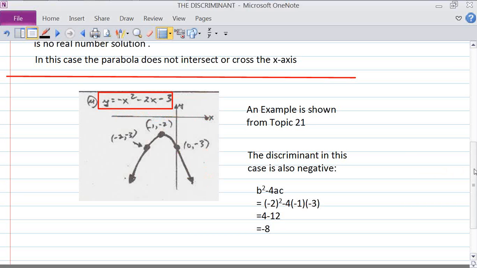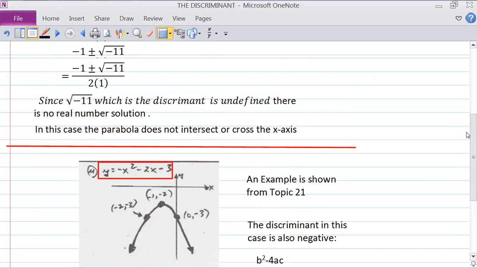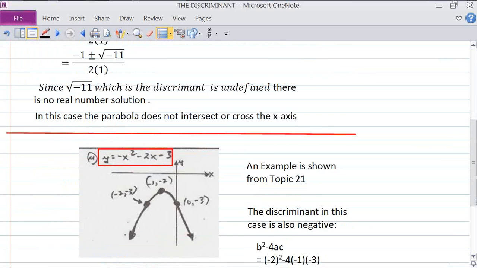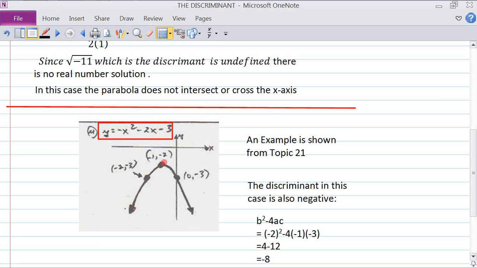So that's the key part to understand. b squared minus 4ac is called the discriminant. If b squared minus 4ac is less than 0, which means it's negative, the equation has no real solutions, which means that there are no values of x that are valid for that, which implies that this graph does not cross the x-axis. You can see this graph goes up.